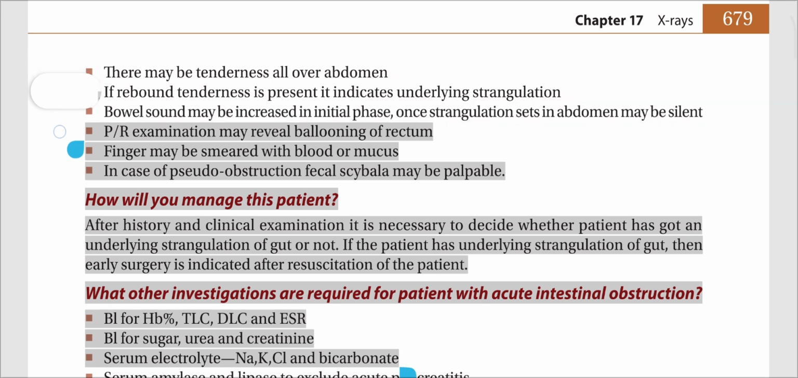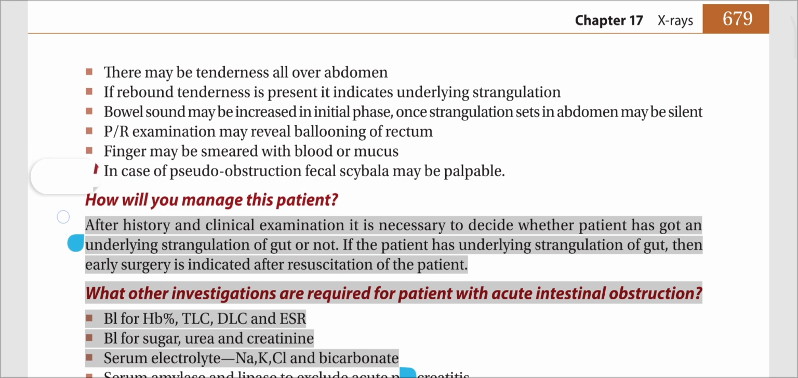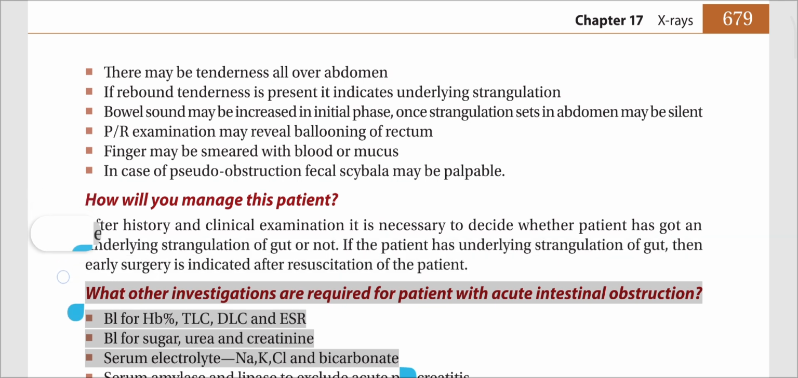PR examination may reveal ballooning of the rectum, and the finger may be smeared with blood or mucus. In case of pseudo-obstruction, fecal scybala may be palpable. How will you manage this patient? After history and clinical examination, it is necessary to decide whether the patient has an underlying strangulation of gut or not. If the patient has underlying strangulation of gut, then early surgery is indicated after resuscitation of the patient.